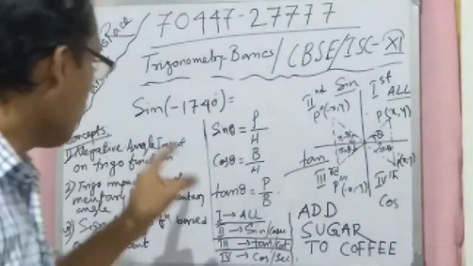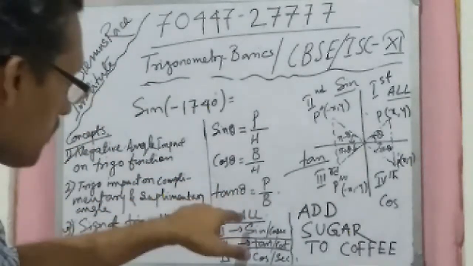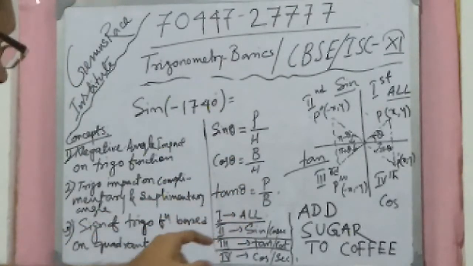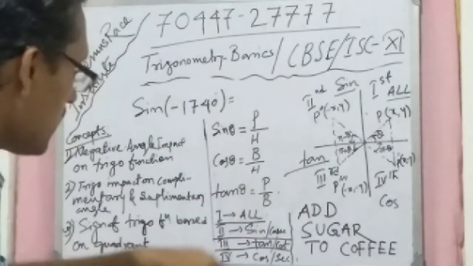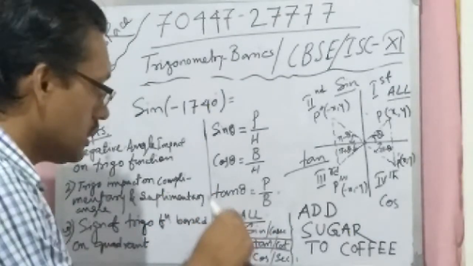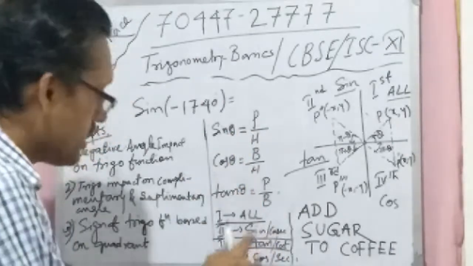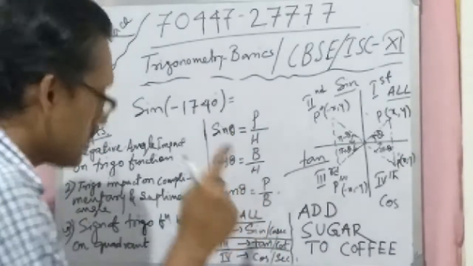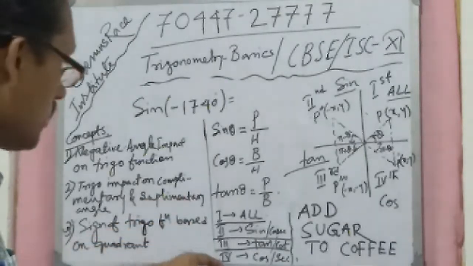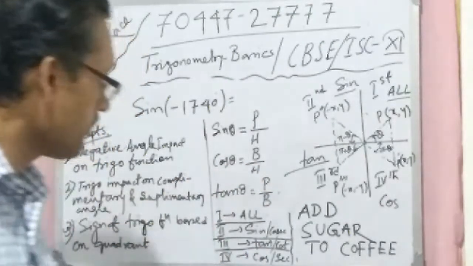So finally, in the first quadrant, all trigonometric ratios are positive. All means all positive. Here, the ones which are written are all positive. That's why we have written just the name. In the second quadrant only sine and cosec are positive. In the third quadrant tan and cot are positive. In the fourth quadrant cos and sec are positive.